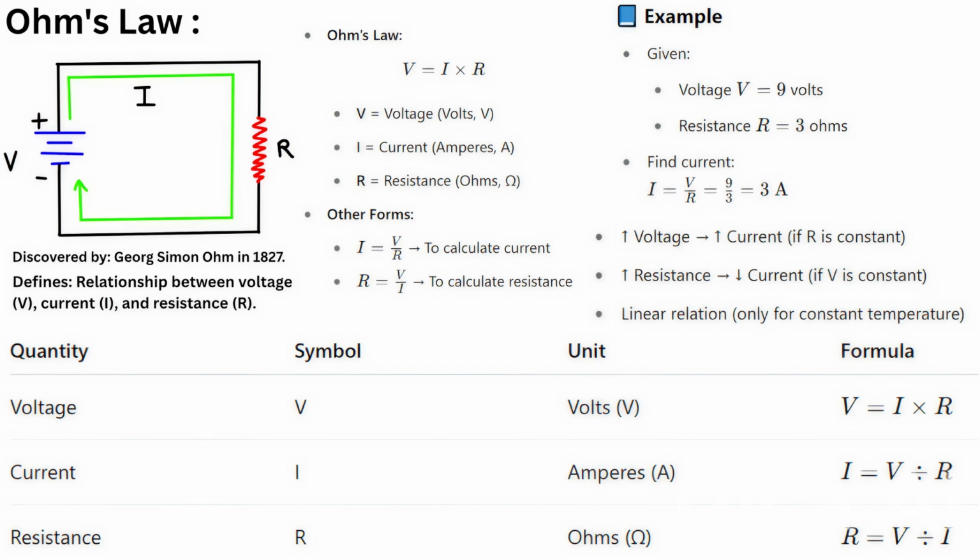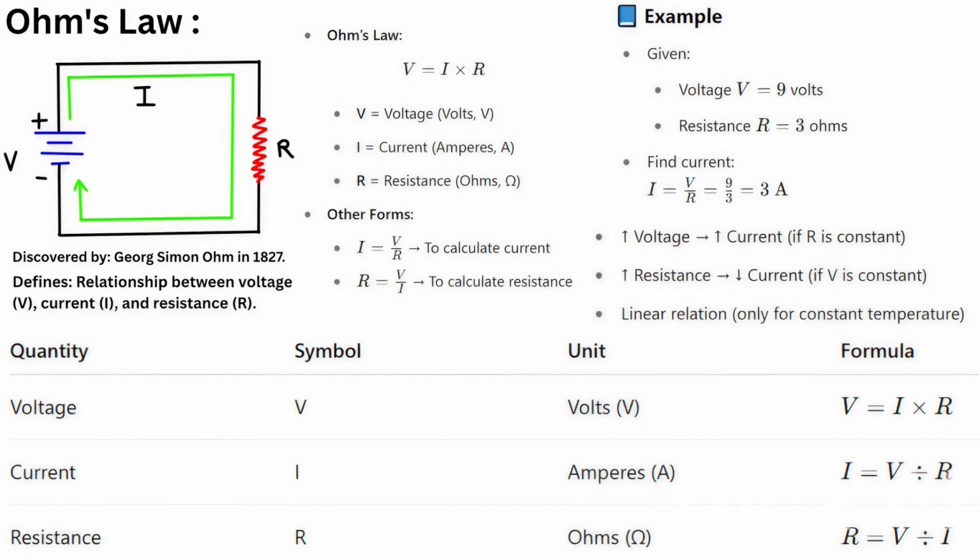If you need to find the current, I, the formula is I equals V divided by R. This makes intuitive sense. The flow, current, is equal to the push, voltage, divided by the opposition, resistance. More push or less opposition means more flow. If you need to find the resistance, R, the formula is R equals V divided by I.